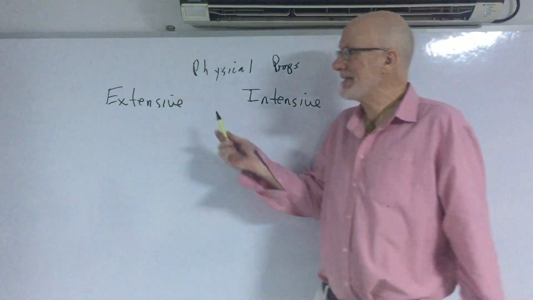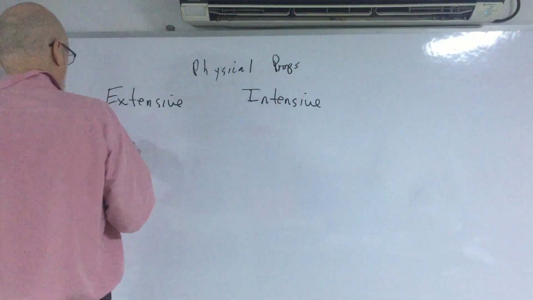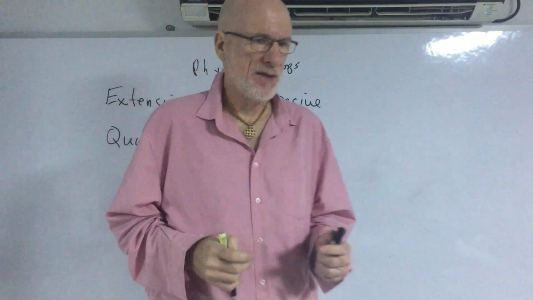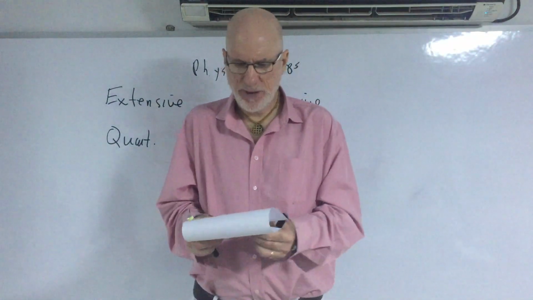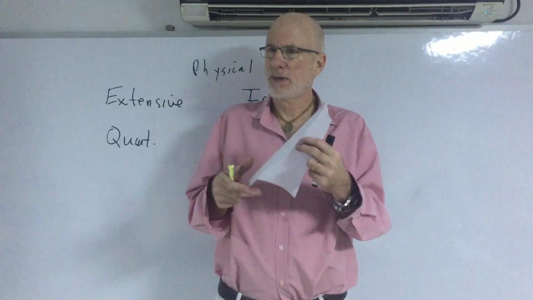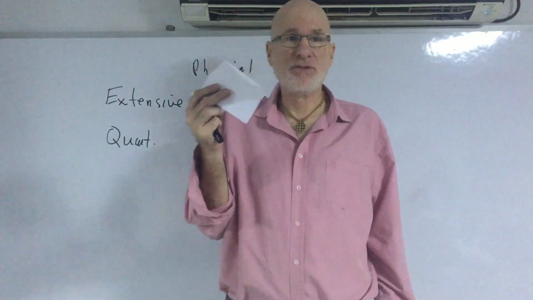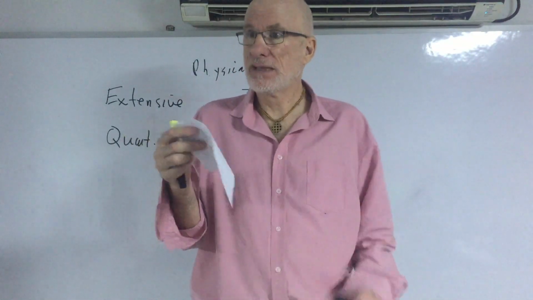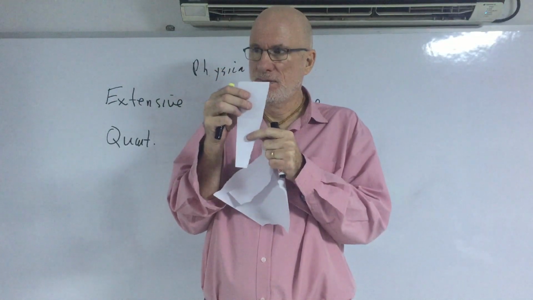Extensive physical properties are just based on the quantity of matter. If I take a piece of paper, this piece of paper has a certain mass. You see it's torn here. If I take half of it, I've changed the physical property of this paper. I've changed the mass, right? It has a different property now, doesn't it? I have a certain length here. Now I have a different length, yeah?